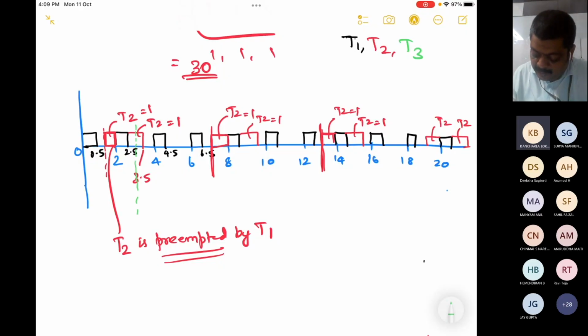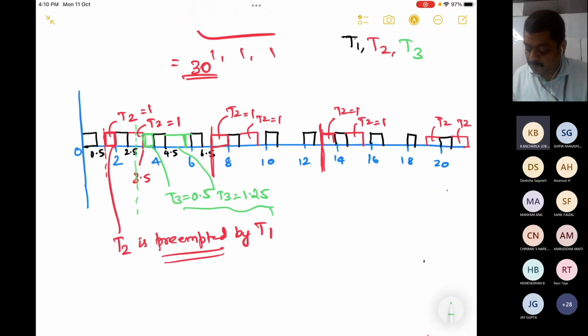So that means 3.5 to 4. So T3 0.5 time units are completed here, because from 3.5 to 4 it got only 0.5 time unit. Afterwards 4.5 to 5.75, that is 1.25 units. So in that case, T3 completed 1.25 units. So totally T3 equals 1.75. Okay, so that completed.